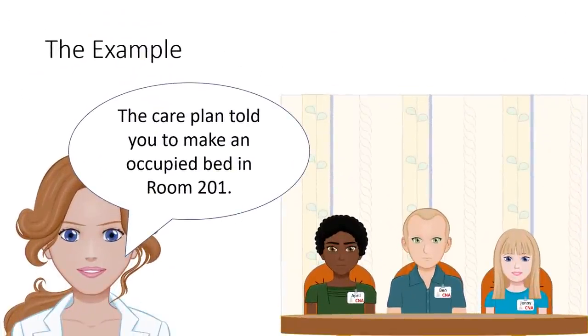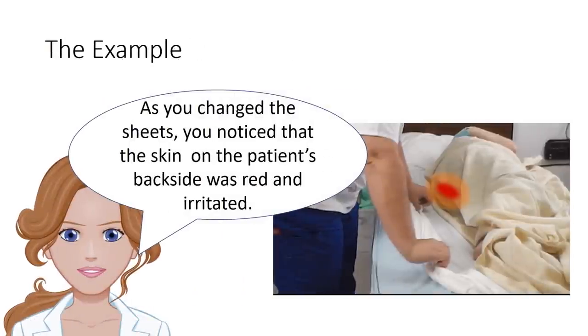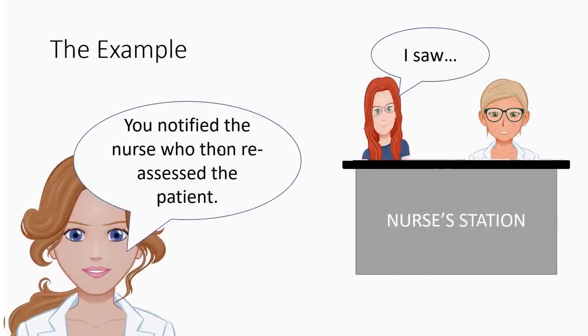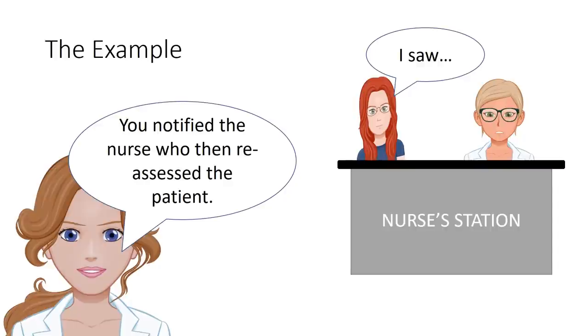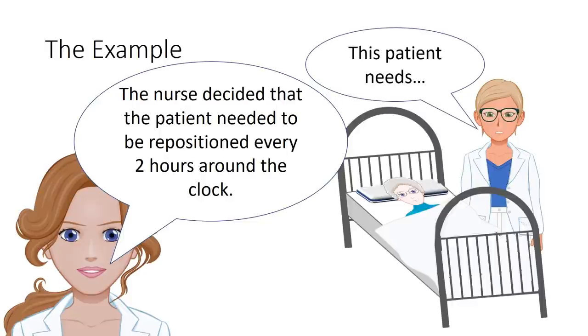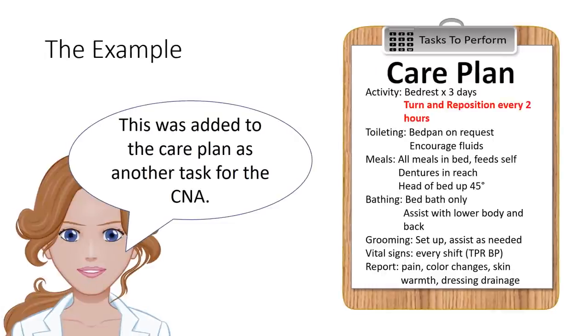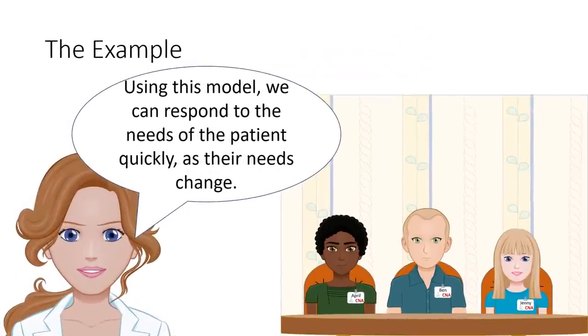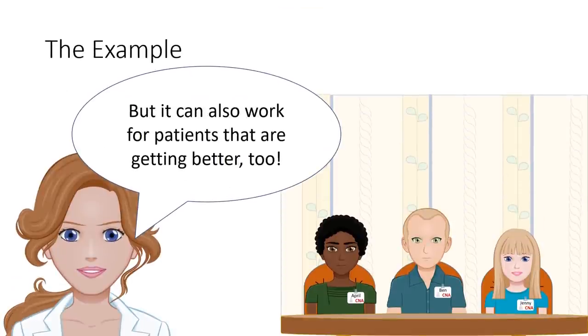The care plan told you to make an occupied bed in room 201. As you change the sheets, you notice that the skin on the patient's backside was red and irritated. You notified the nurse, who then reassessed the patient. The nurse decided that the patient needed to be repositioned every 2 hours around the clock. This was added to the care plan as another task for the CNA. Using this model, we can respond to the needs of the patient quickly as their needs change. But it can also work for patients that are getting better too.